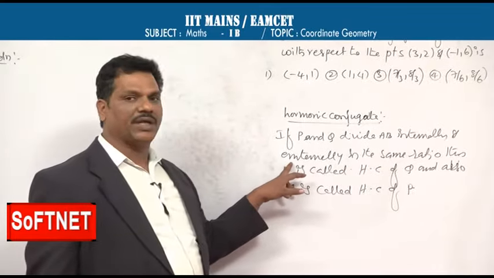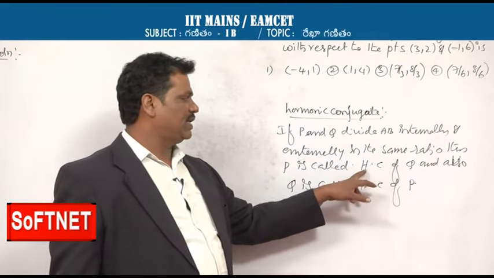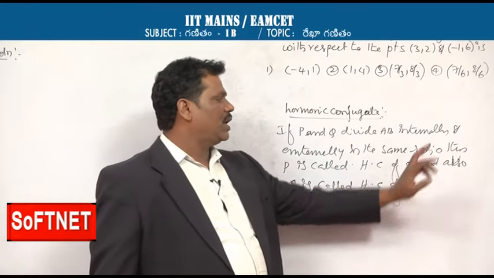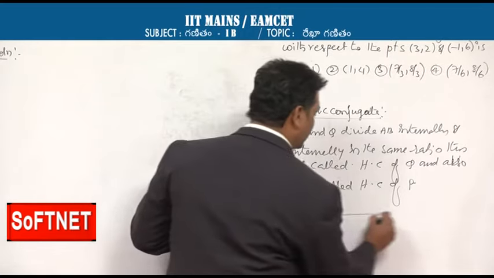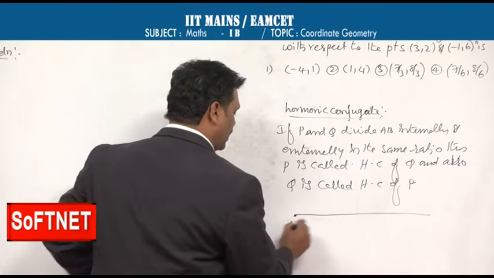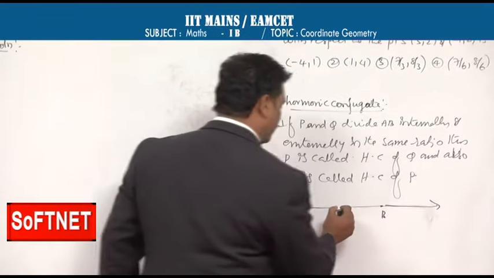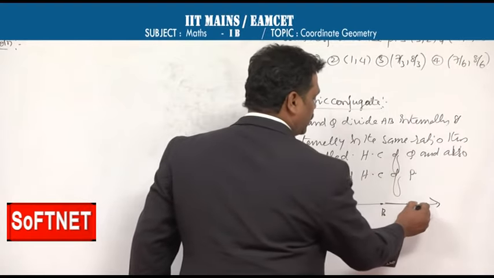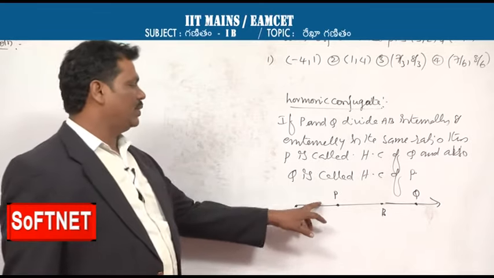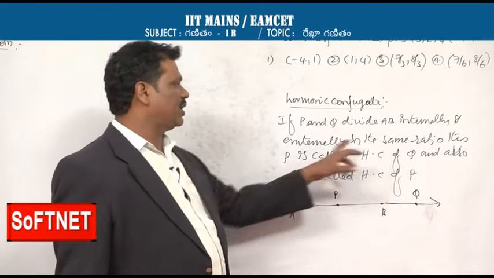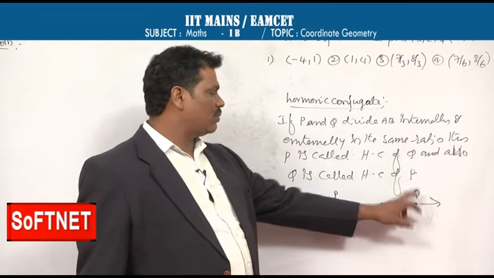So the definition of harmonic conjugate is, if P and Q divide AB internally and externally in the same ratio, then P is called harmonic conjugate, in shortcut form HC, of Q, and also Q is called harmonic conjugate of P. This is line AB, and P divides internally and Q divides externally.